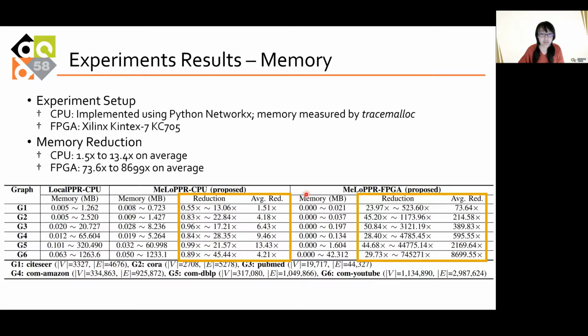We can notice that MeLoPPR on CPU can achieve 1.5 to 13.4 times reduction on average. This is because of the smaller subgraph we expected. And on FPGA, the reduction is more significant, from more than 70 times to more than 7,000 times reduction on average. This is because of the FPGA's customized storage system that eliminates all the redundancy. Of course, here we have to admit that part of the reason is Python occupies a large memory because of its data structure. So in the future, we will do a better job to compare here.